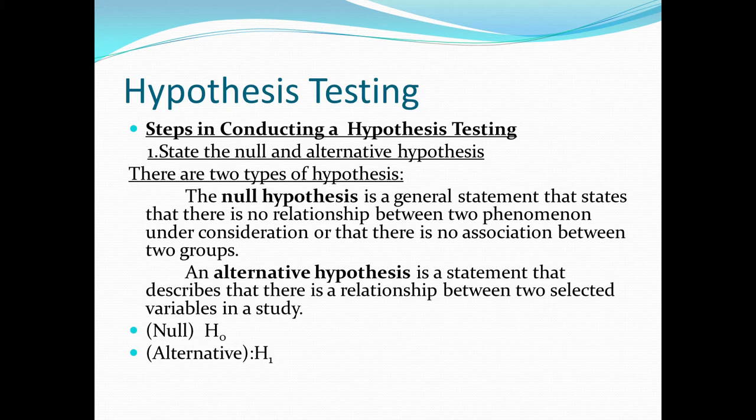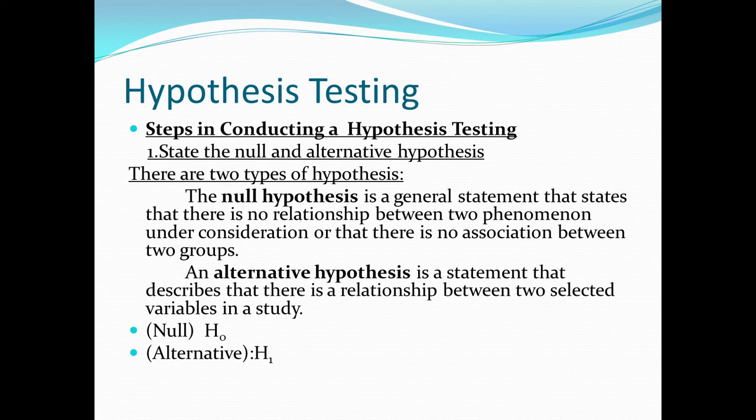Now, dito naman sa alternative hypothesis, it is a statement that describes that there is a relationship between two selected variables in a study. So, yung alternative hypothesis, it is the opposite ng null hypothesis. Kasi sa alternative hypothesis, ito yung haka-haka ninyo that your variables have a relationship with each other. So, yun yung alternative hypothesis.